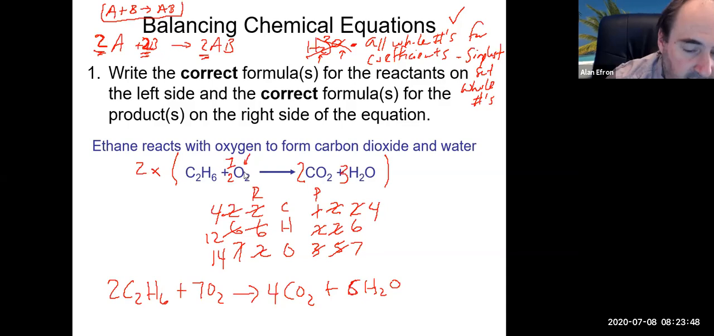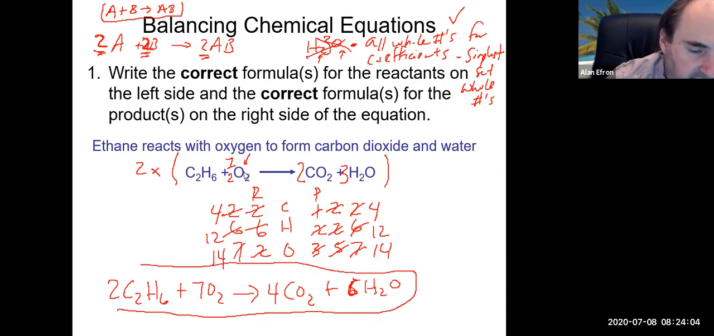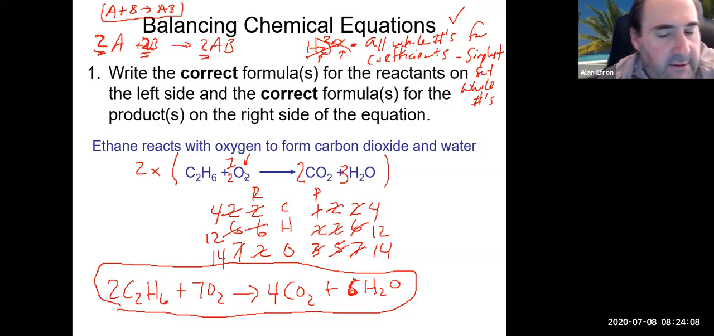4 times, we'll go over here, 6 times 2 is 12 hydrogens. And for our oxygen, we have 8 here, and 6 more gives us 14. So we are still balanced. This again would be the properly balanced equation here. Again, all whole numbers, simplest whole numbers, and you can use a fraction as you see here to balance it.